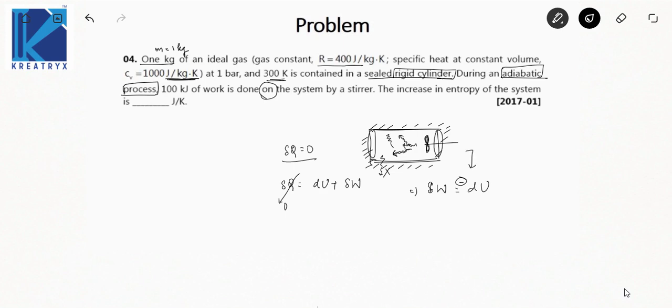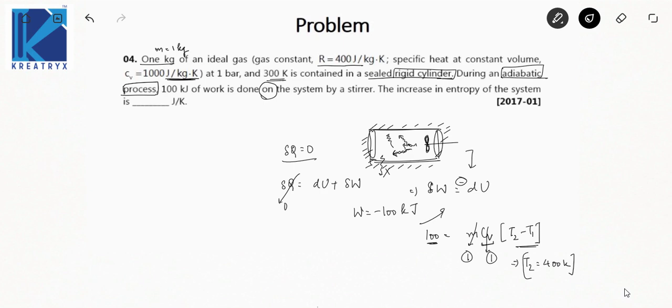Now 100 kilojoule of work is done on the system, so that implies work done is minus 100 kilojoule. Okay, so put the value here. 100 is equal to m Cv delta T, that is T2 minus T1. What is m? m is 1 kg, Cv is 1 kilojoule per kg Kelvin. T2 minus T1, what is T1? T1 is 300 Kelvin, so we get T2 is equal to 400 Kelvin.